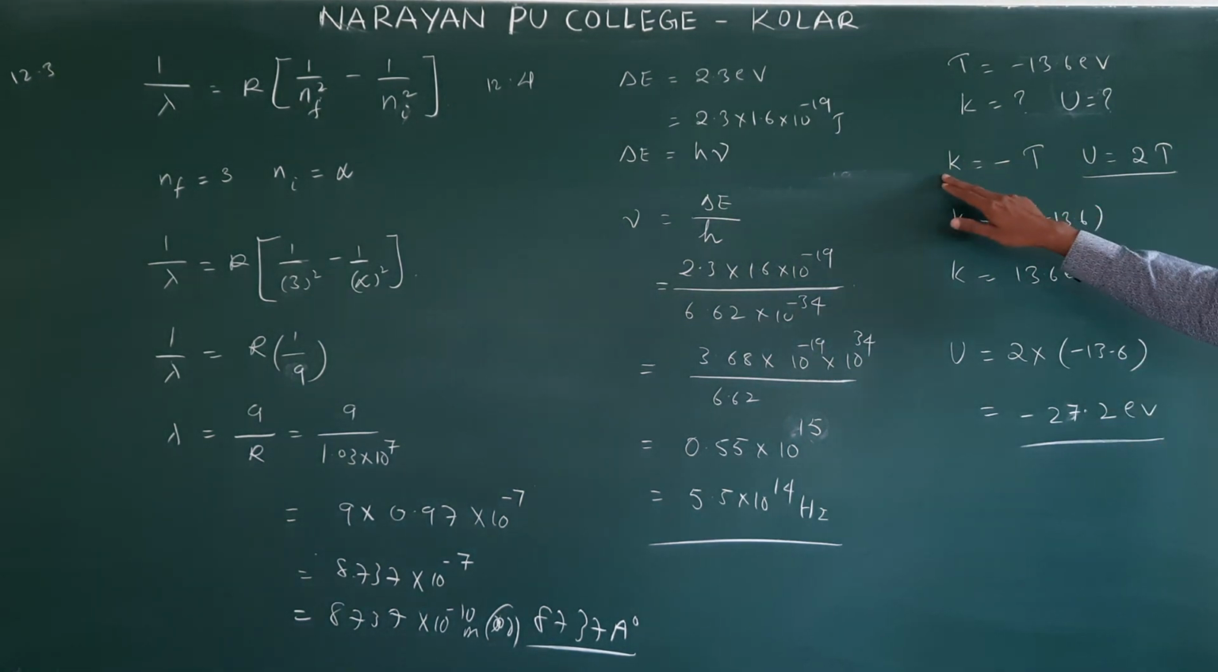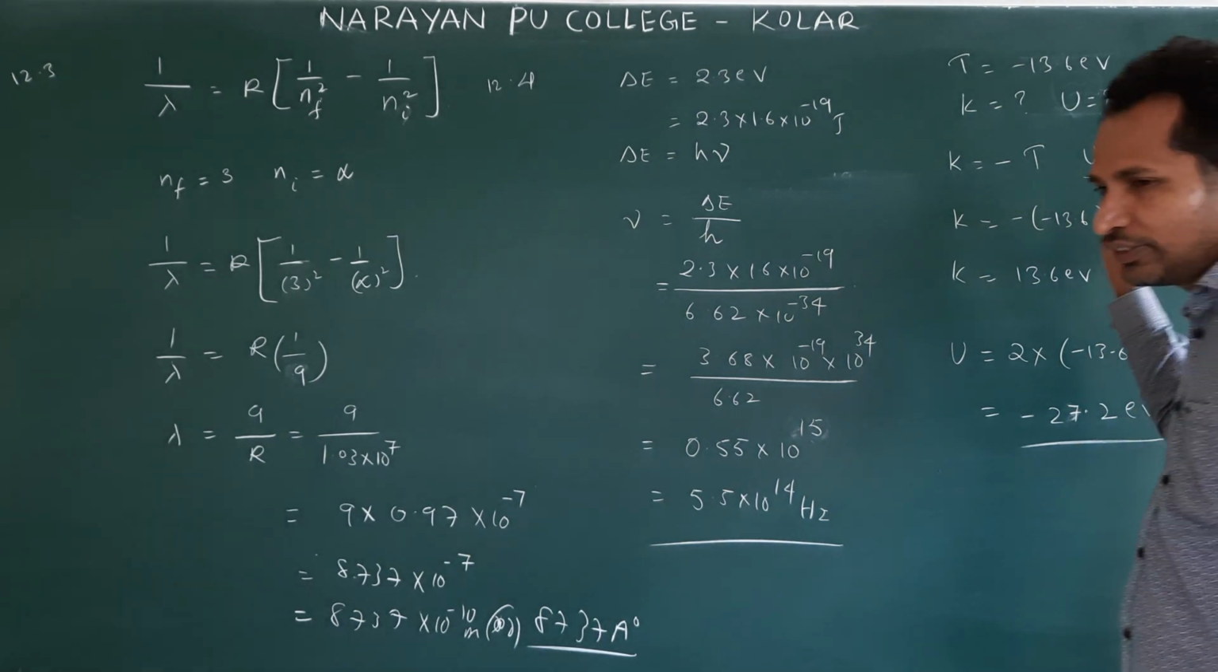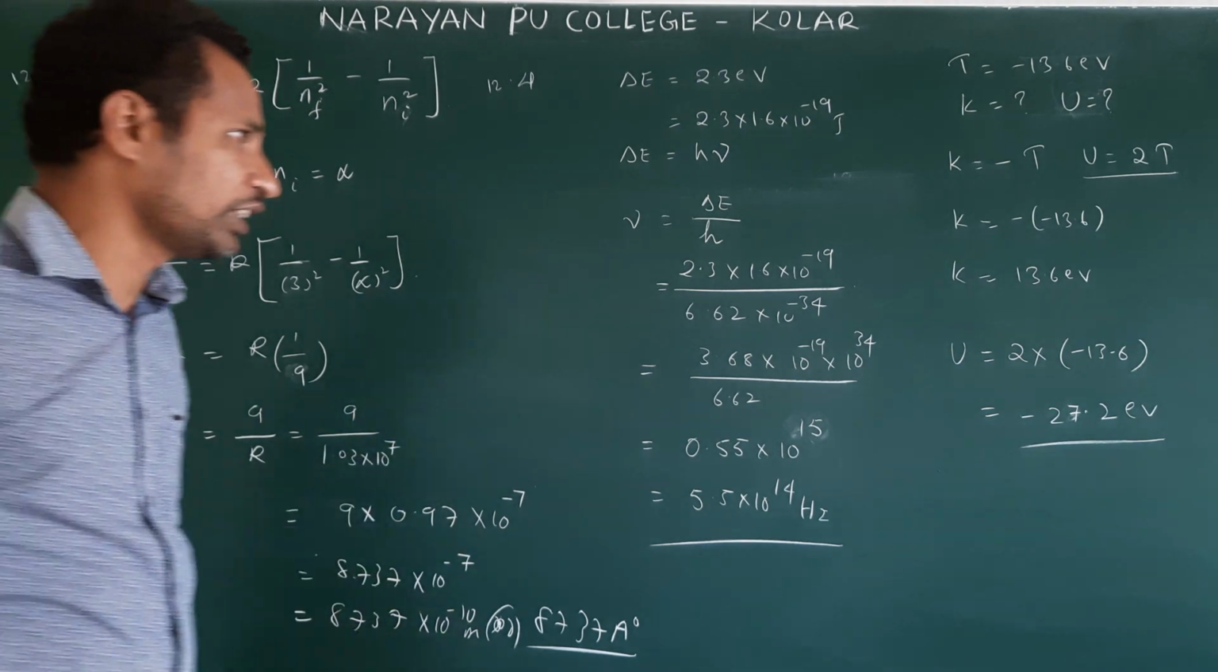Remember, kinetic energy is negative of total energy. Potential energy is 2 times the total energy. The potential energy and total energy are both negative. That's why it will cancel. Of course, in the formula it will not come, but in the substitution it will come, right?